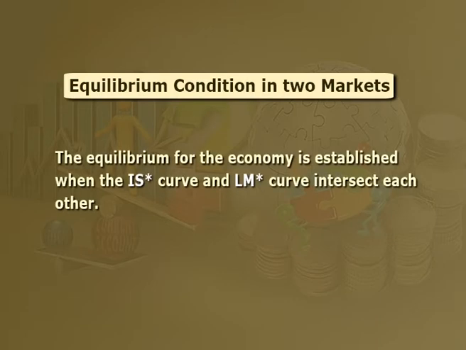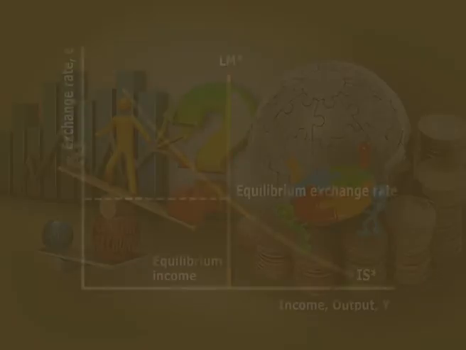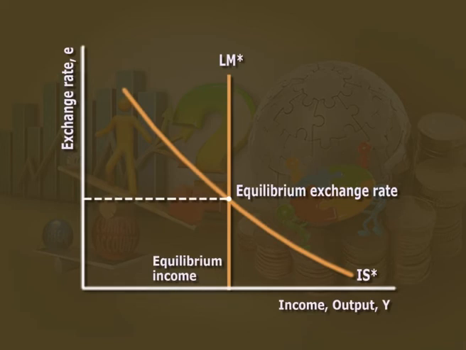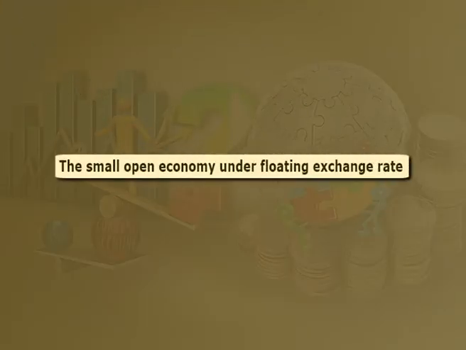The equilibrium for the economy is established when the IS star curve and the LM star curve intersect each other. The intersection shows the exchange rate and the level of income at which the goods market and the money market are in equilibrium. This graph shows the equilibrium condition in the goods market and the money market. Both curves are drawn with the assumption of interest rate constant at the world interest rate, for a small open economy under the floating exchange rate.